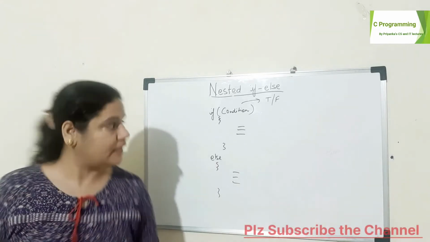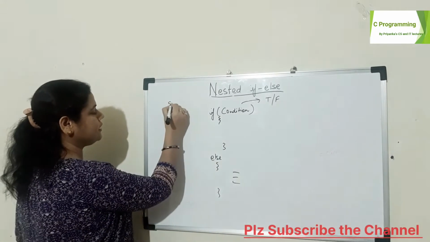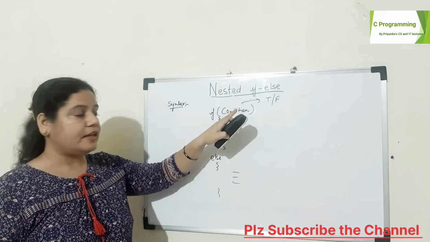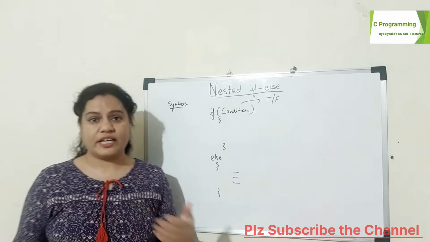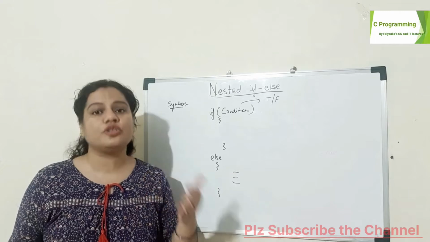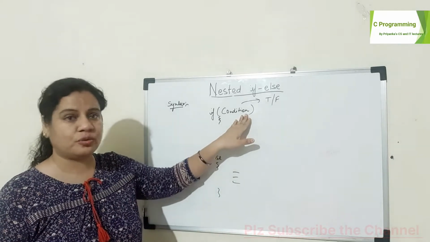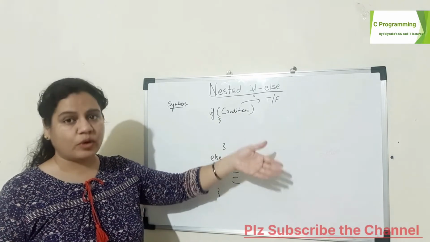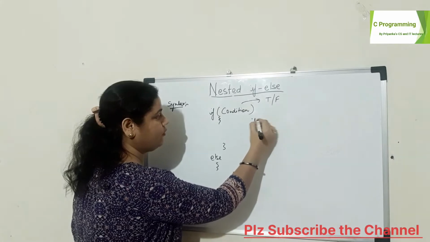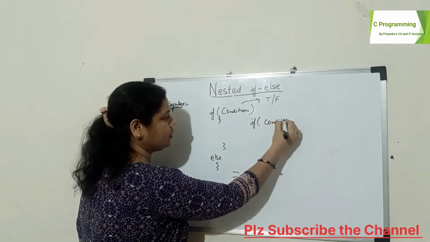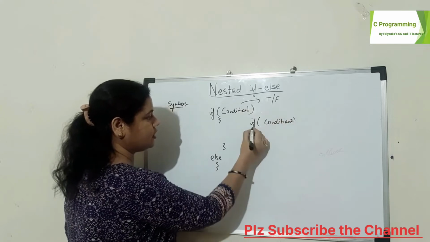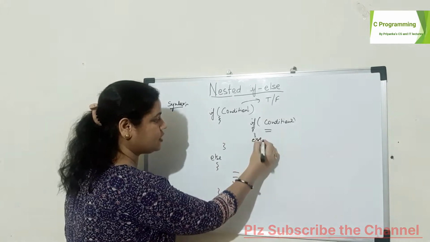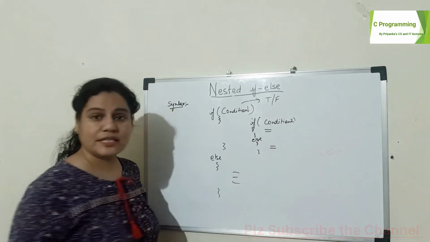Here is the syntax of nested if else. Here is the if condition. Now suppose I want to check more than one condition depending upon a condition which is true. Like if this condition is true, then it will come inside. Depending upon this condition, I want to check one more condition inside this. So it can be like if again condition. This is condition 1, this is condition 2. If it is true, then I want to execute this set of instructions. If it is false, then else, and I want to execute this set of instructions.